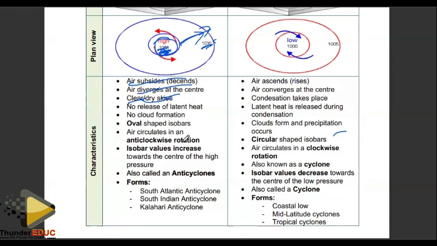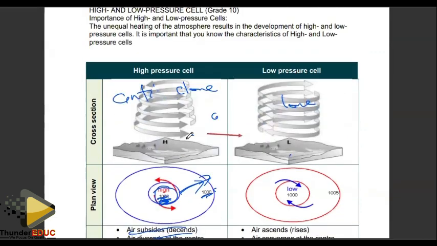Right, then we quickly go to the low pressure cells, which are the cyclonic conditions. Here it is basically the opposite. We have said that the high pressure cell is an anticyclone. Now the low pressure cell is a cyclone. It's a cyclonic system. And how does it operate?